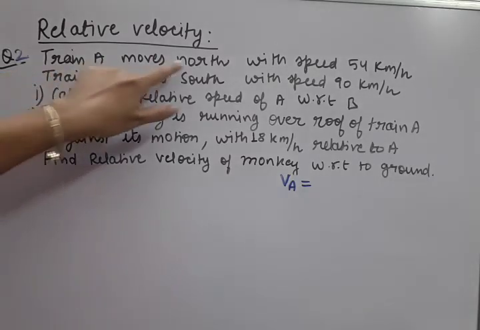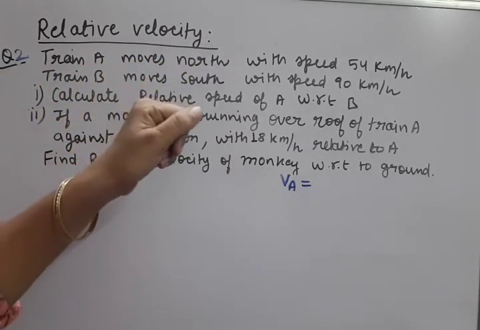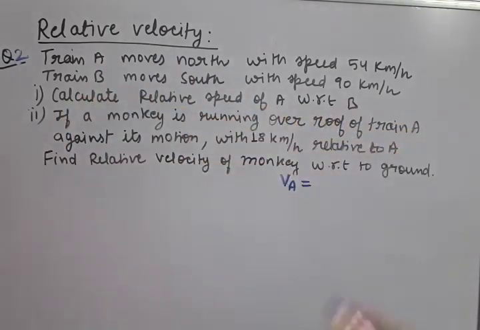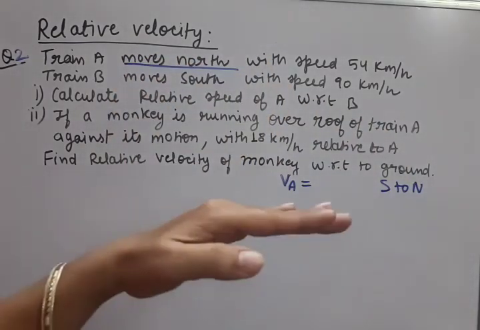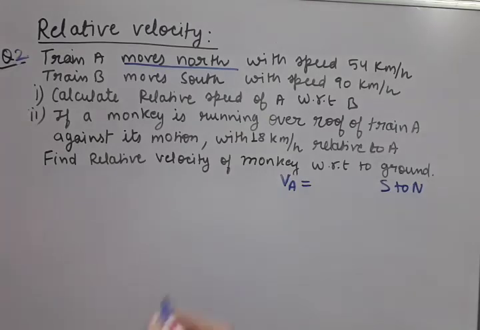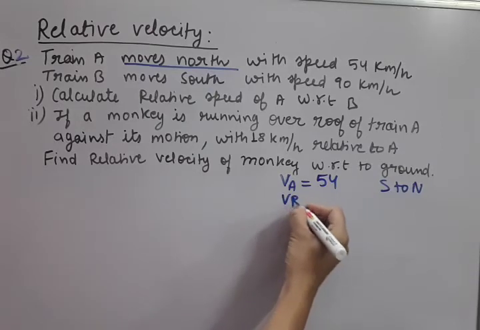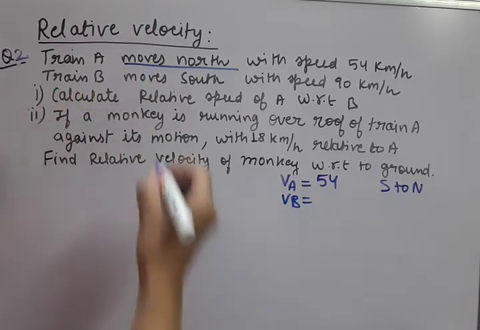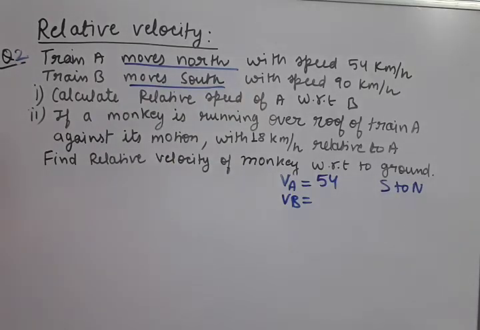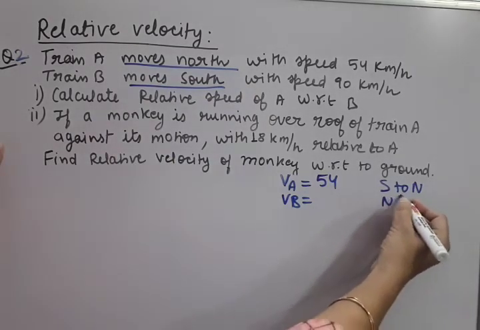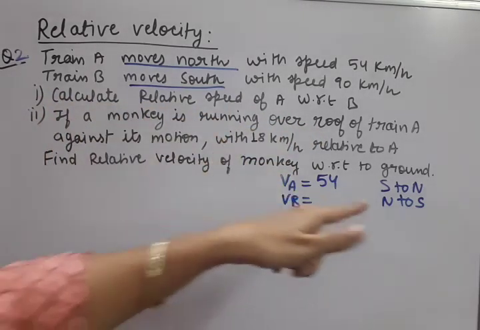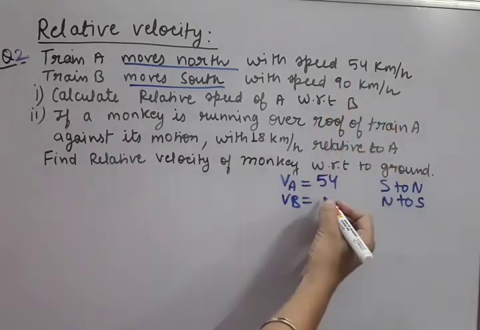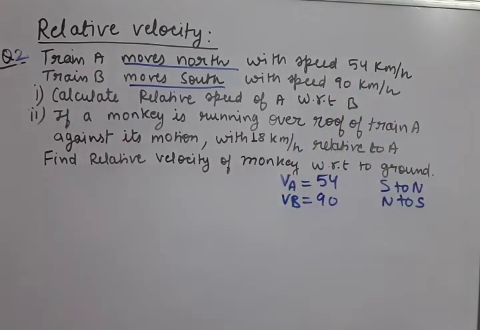Train A is moving north. Okay, moving north means what? Moving north. So south to north. Okay, moves north means towards north it is moving. So its speed is from south to north. Speed is what? 54 kilometer per hour. Now VB, it is written moves south. So you see, moves south means north to south. Moves south. South means what? North to south it will move. Speed is what given? 90. Okay. Now these are the datas.